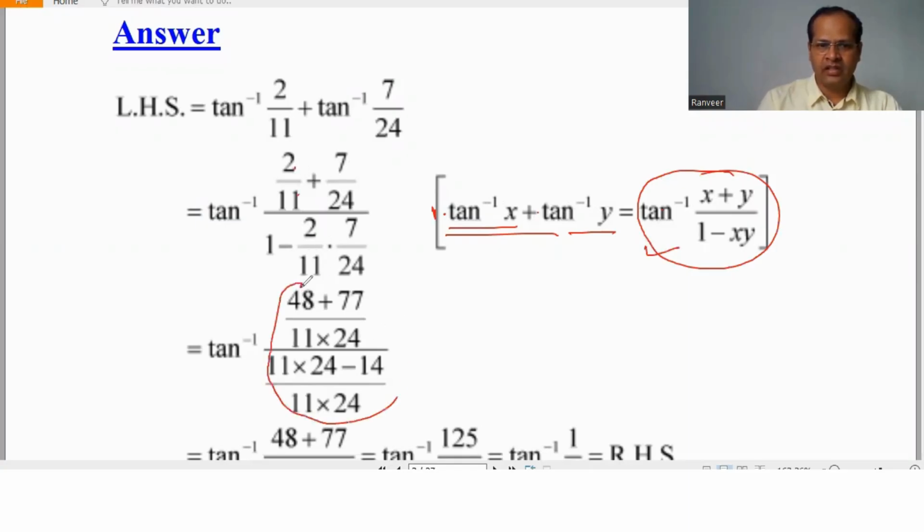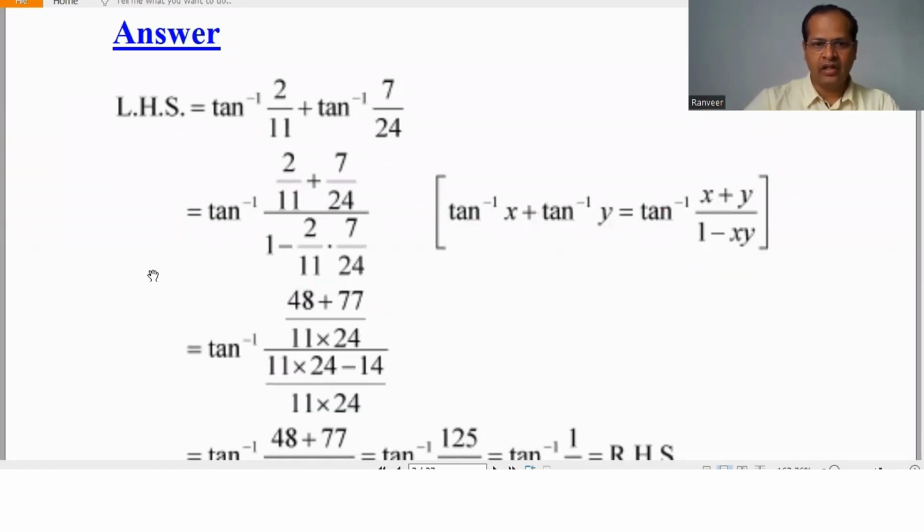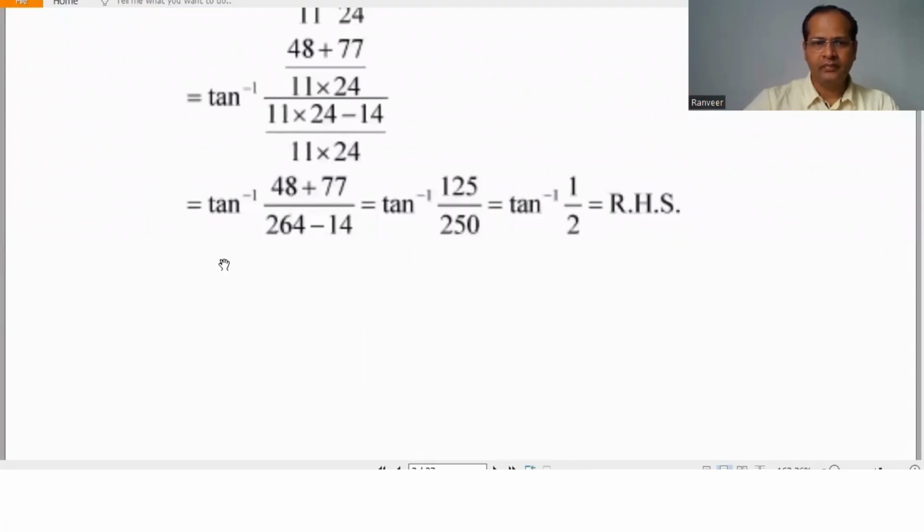After doing all this calculation, we just have to take the LCM and do all the calculation, and we got tan inverse 125 by 250, and this is equal to the right hand side value. So this is the right hand side value.